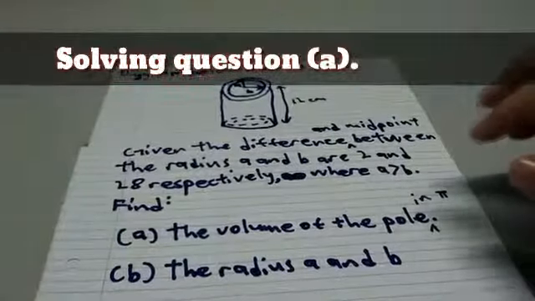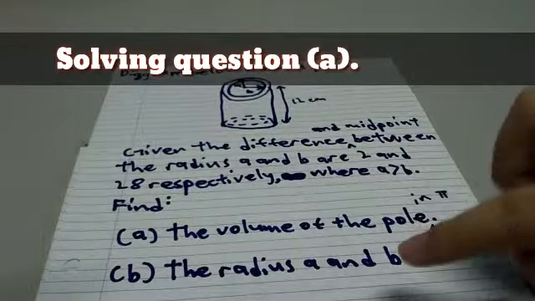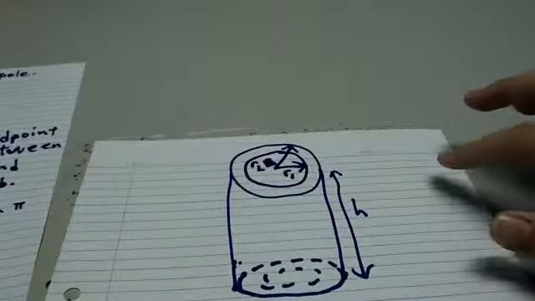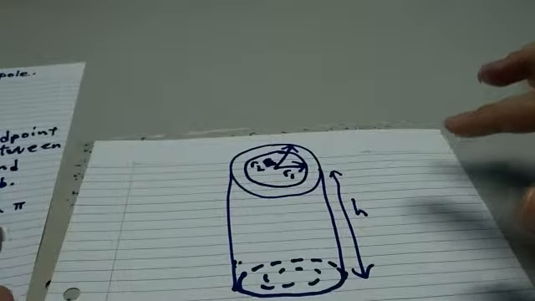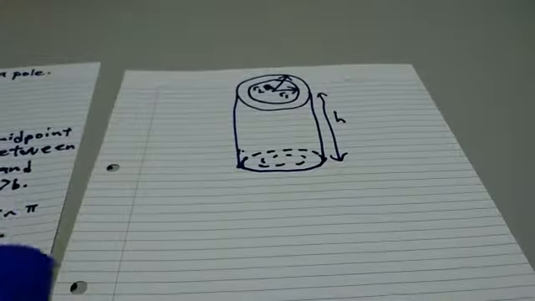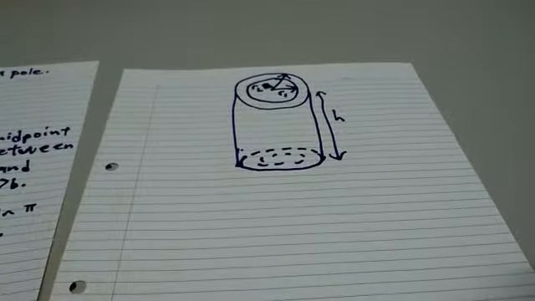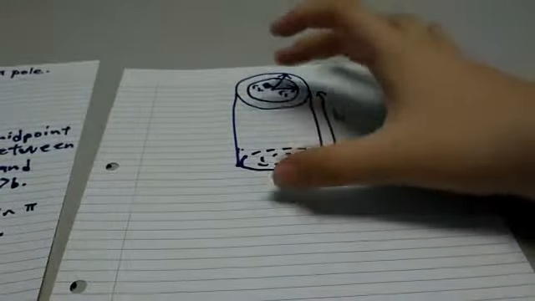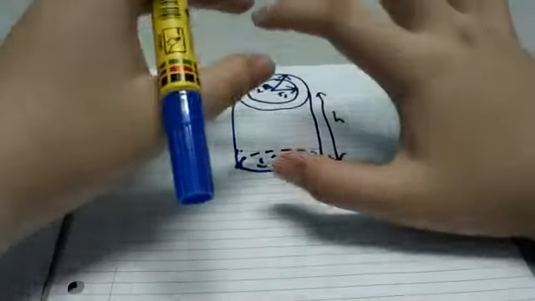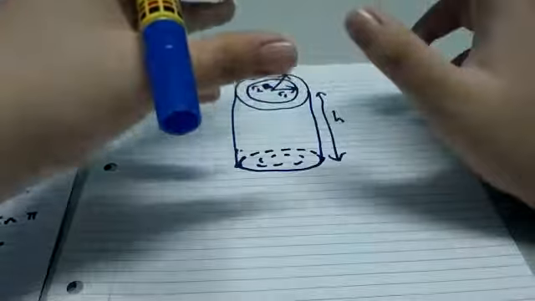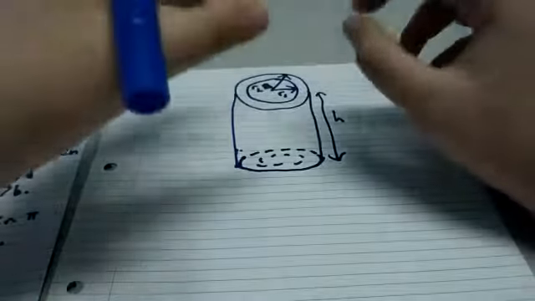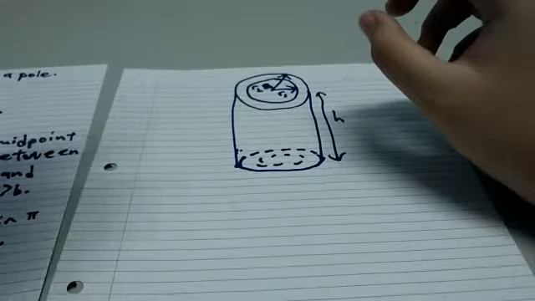Let's start solving question A. But before we solve this question, I want you to see something first. Let's say we have a similar situation like this, and I want you to find the volume, which is really easy. The volume of this pole is the volume of the cylinder with the outer radius, which is R2, minus the volume of the inner cylinder with the radius R1.